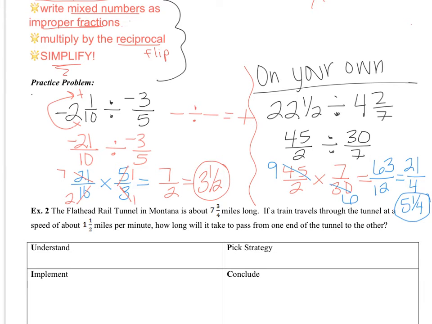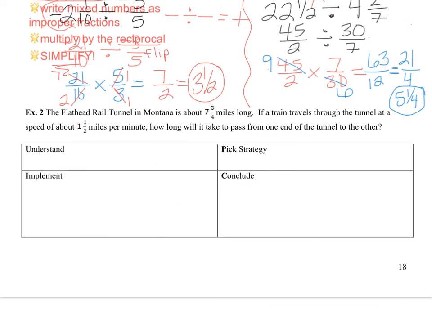All right, here's what my workspace ended up looking like. My improper fractions. I cross-simplified by dividing by 5 to give me the 6 and the 9. I simplified my improper fraction and ended up with 5 1/4. Now we're ready for the U-pick.